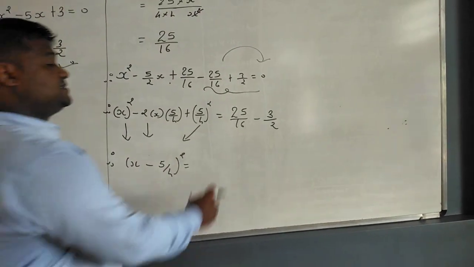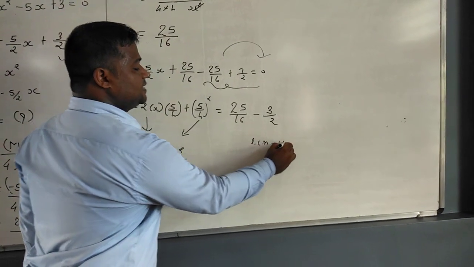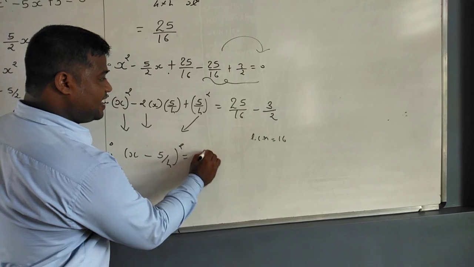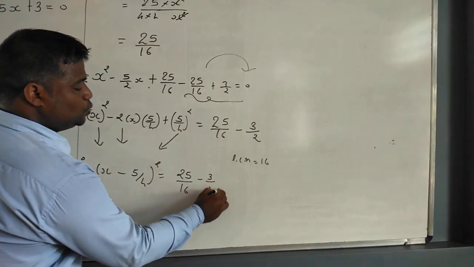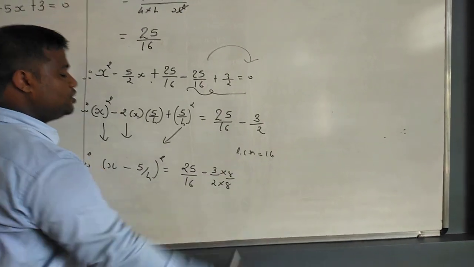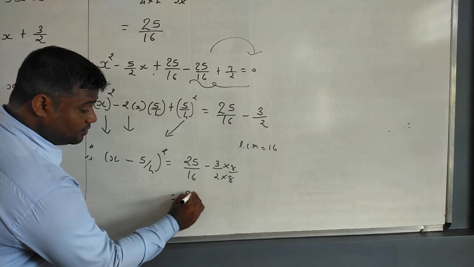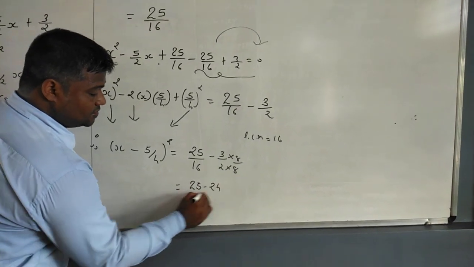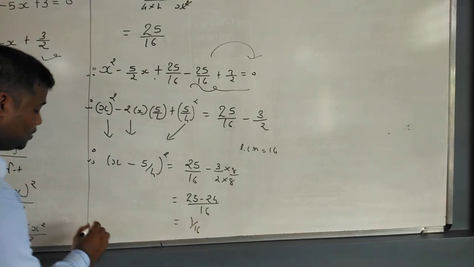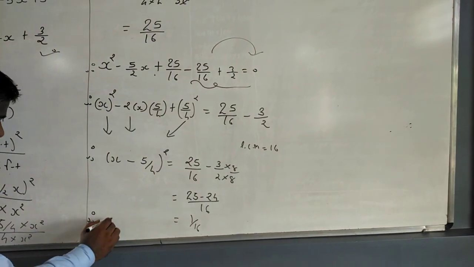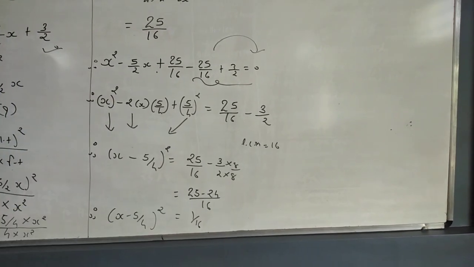Now the LCM of 16 and 2 is 16. So 25 by 16 minus 3 by 2 into 8. Whatever number you multiply in the denominator, exactly that number you multiply in the numerator. 25 minus 24 by 16. So your answer is coming 1 by 16. x minus 5 by 4 whole square.